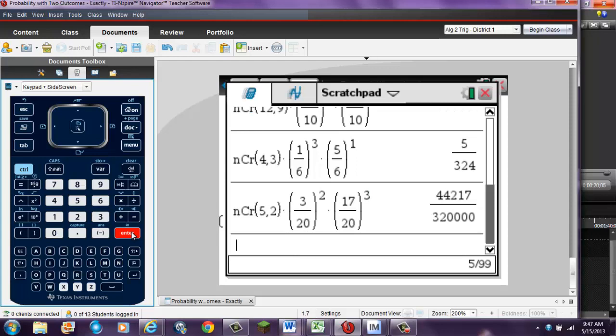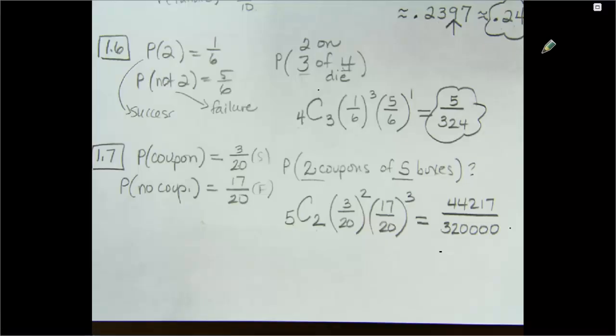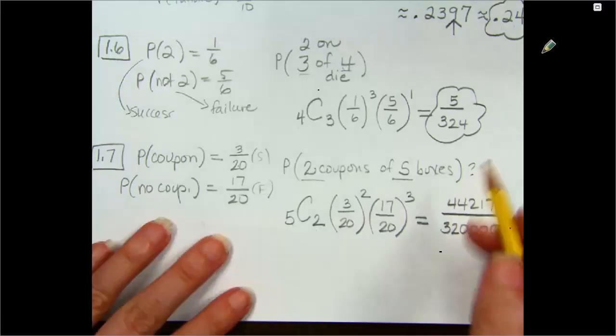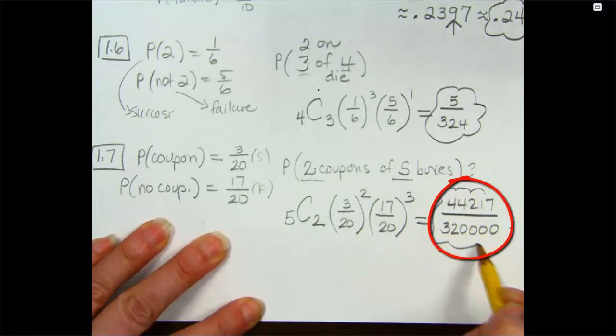And there you have the chance that she will get a coupon in 2 of the 5 boxes she buys. 44,217 over 320,000. Not a great chance. Careful of those cereal scams.